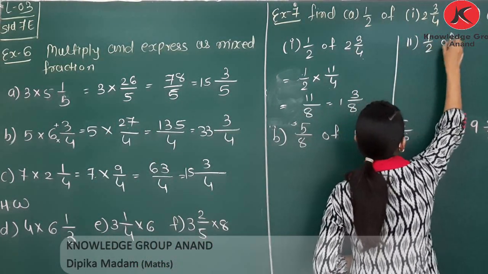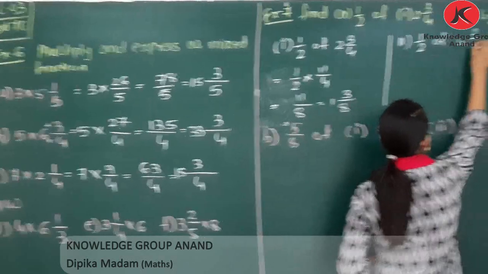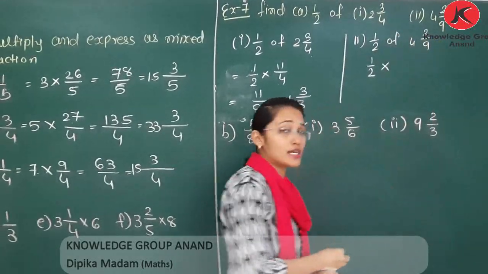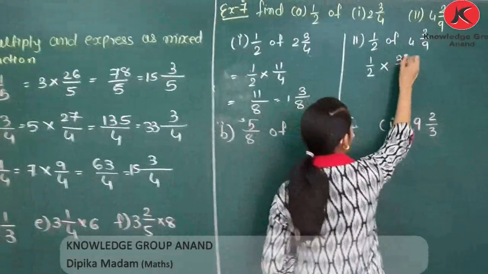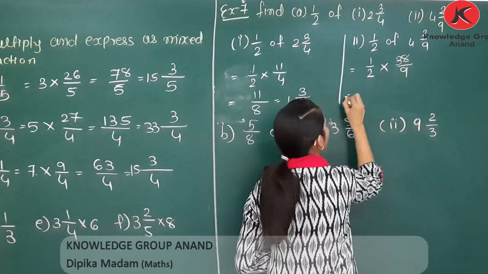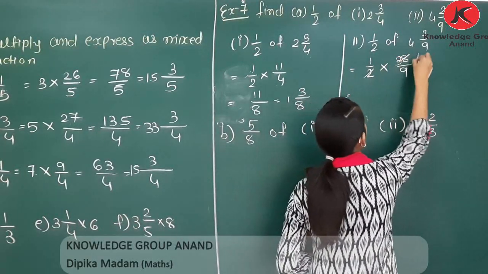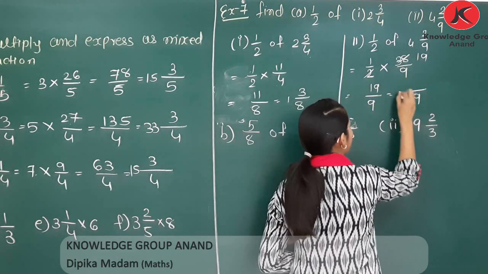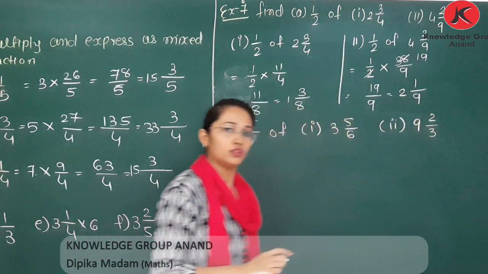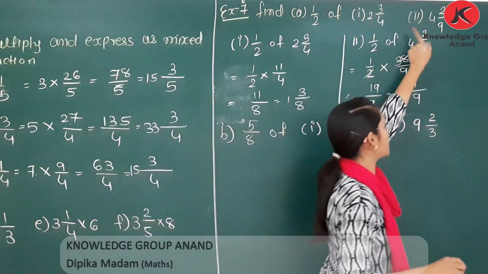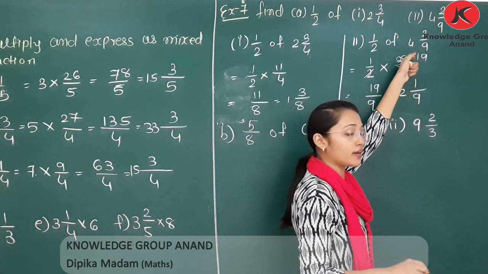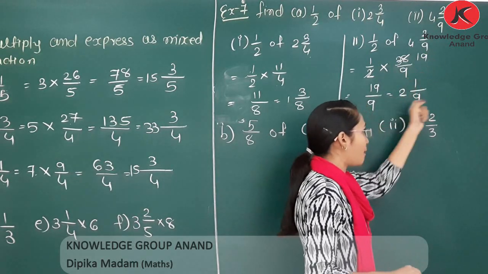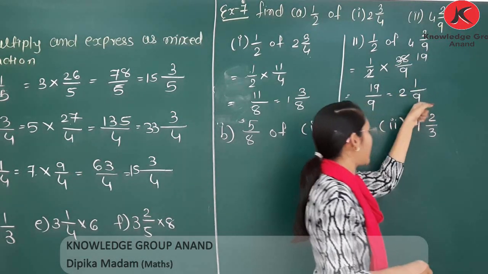1 by 2 of 4 2 by 9. So it is 1 by 2 multiply. 9 4s are 36 plus 2, 38 by 9. You can cut the common factor, 19 by 9. First, I convert this mixed fraction into improper. If there is a common factor, you can cut it. So 19 2s are 38. So answer is 19 by 9. By converting into mixed fraction, we will get 2 1 by 9.